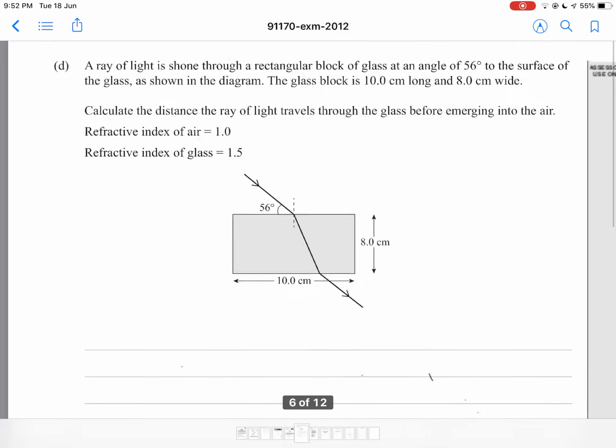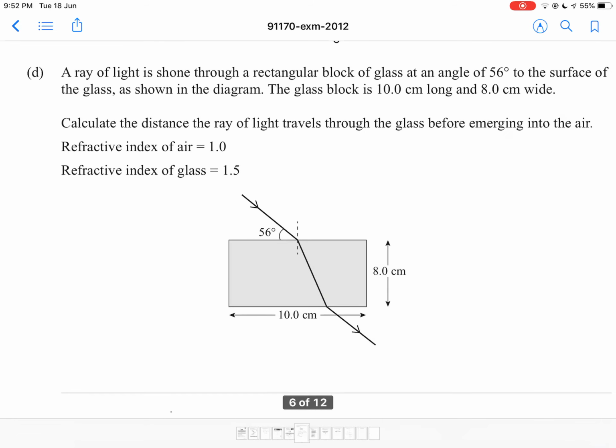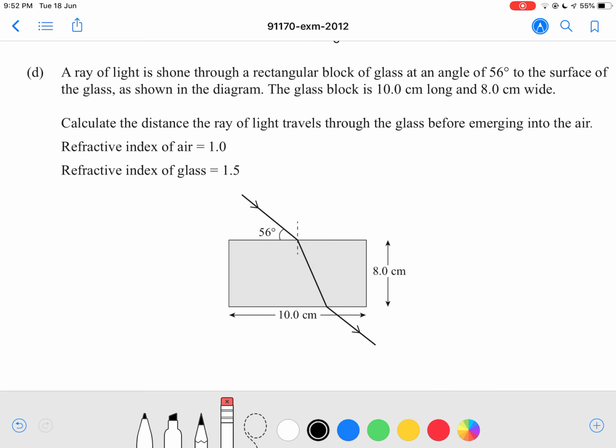First thing we do is find our angle of incidence. This 56 degrees, don't let this fool you. This is not the angle of incidence. The angle of incidence is the angle that the ray and the normal make. This is the normal here, so the ray and the normal make this angle here. So our angle of incidence equals 90 minus 56, and that equals 34 degrees. Not 56 degrees.